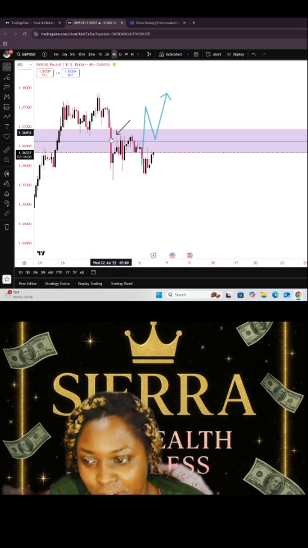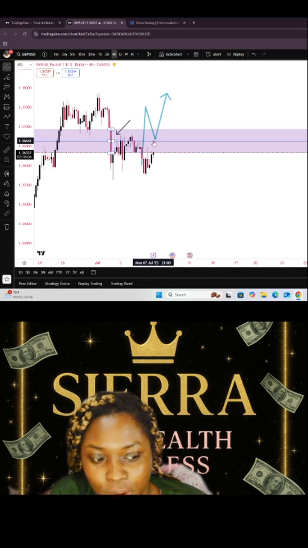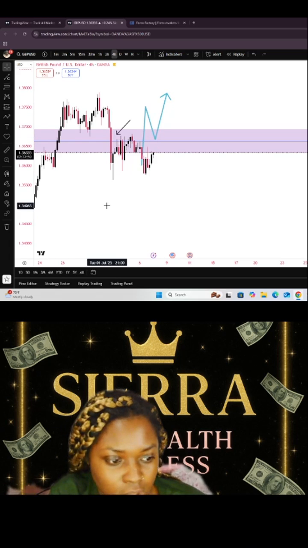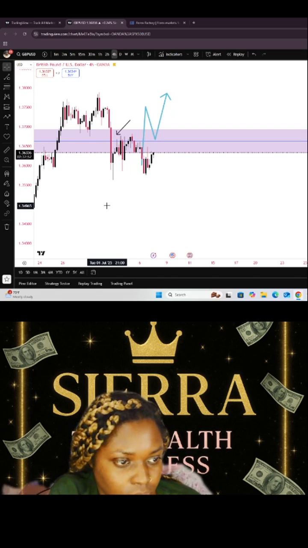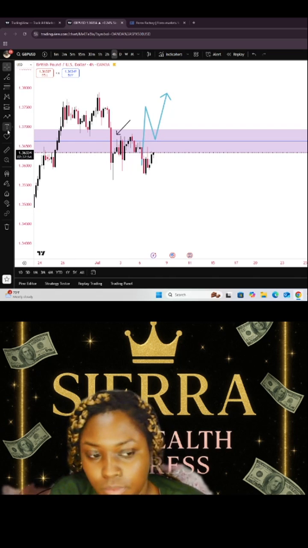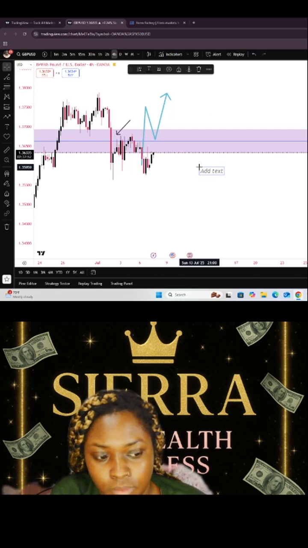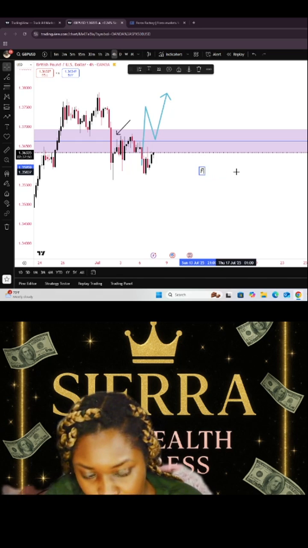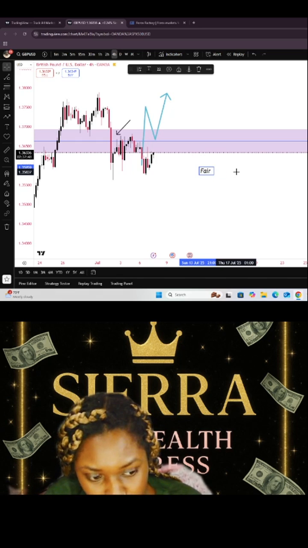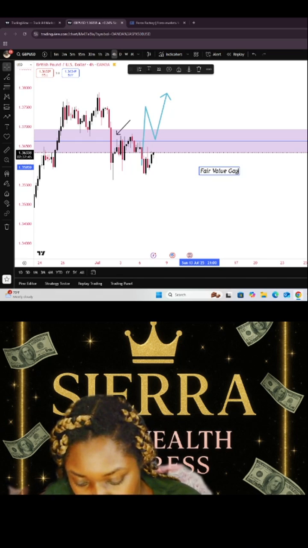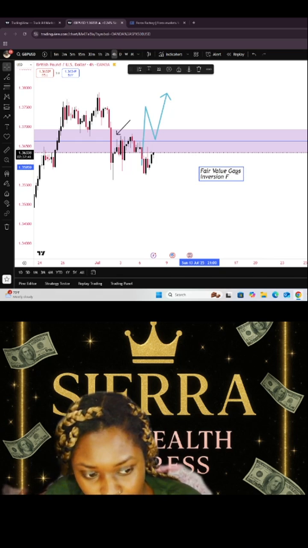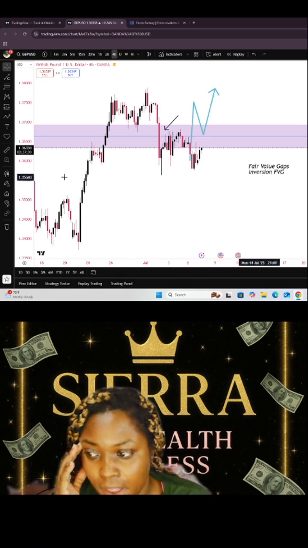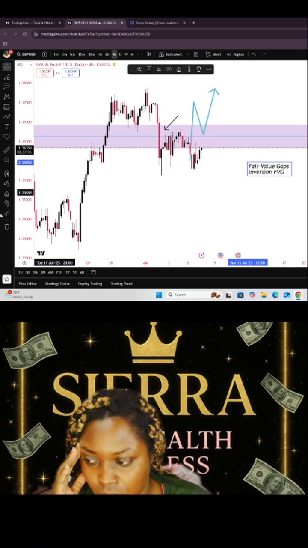So if this is a fair value gap, and then price decides that it wants to trade through it, come back and retest it, and then buy from this area, what is it now called? We have fair value gaps, rejection line, not quite. Fair value gaps, inversion. Yes, inversion fair value gap. Good. All right.